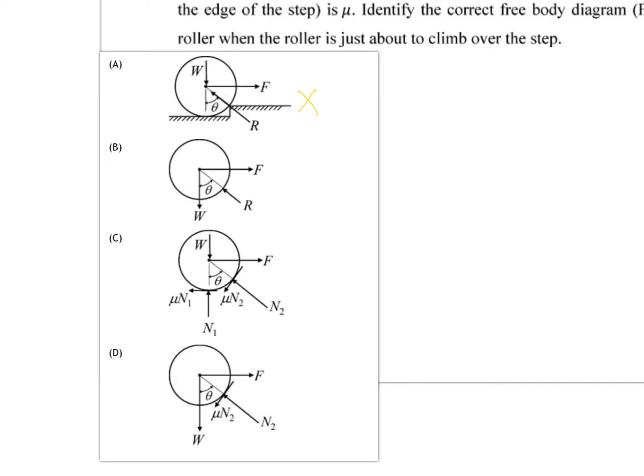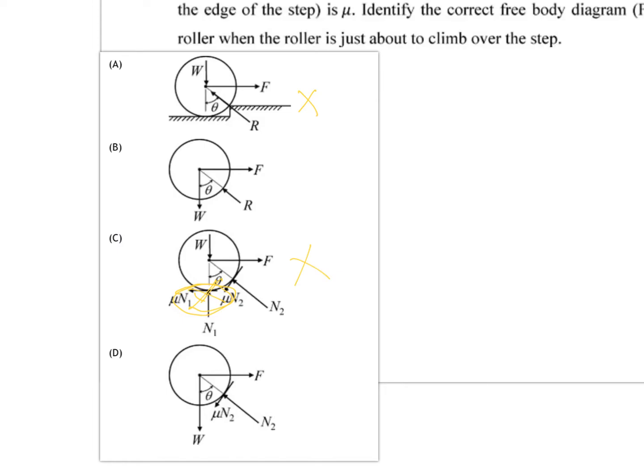Then C, here they have shown both the normal force and the frictional force. Since they are asking us the free body diagram when it is just about to climb over the step, this is also wrong. Why is this wrong? Because when it is just about to climb, these two forces would not be there. So we have successfully eliminated two options. We are left with only two options, this one and this one.